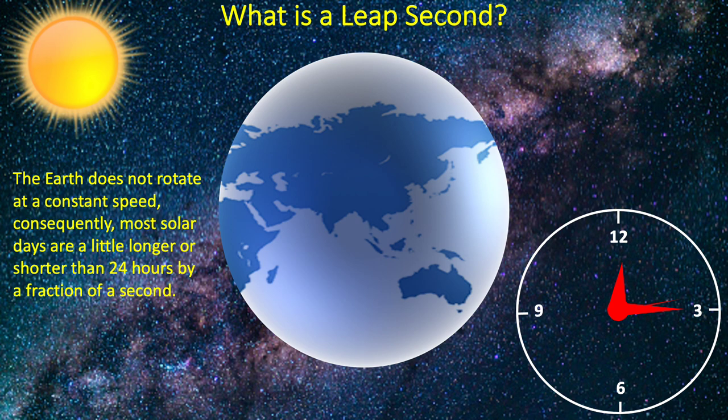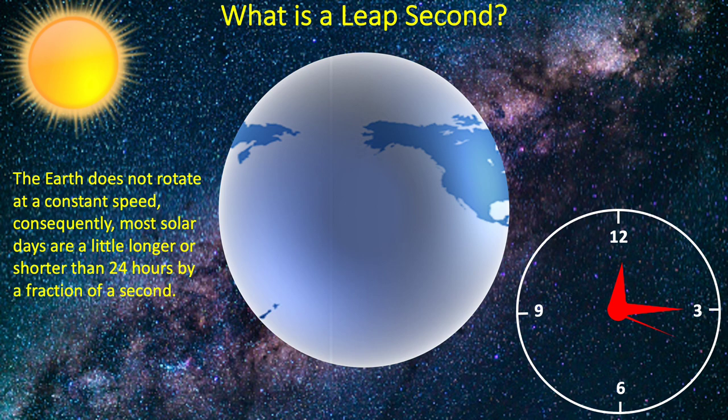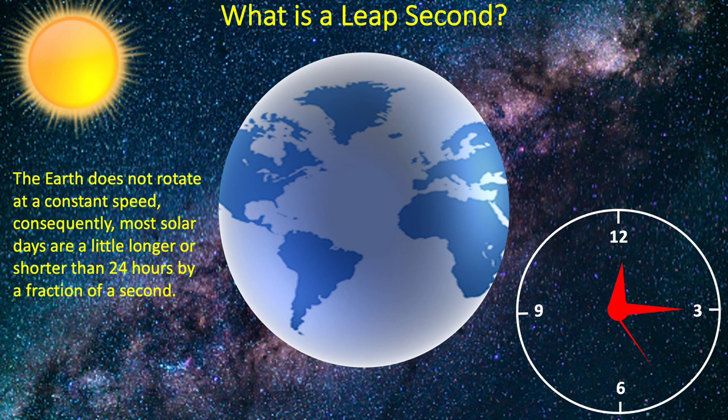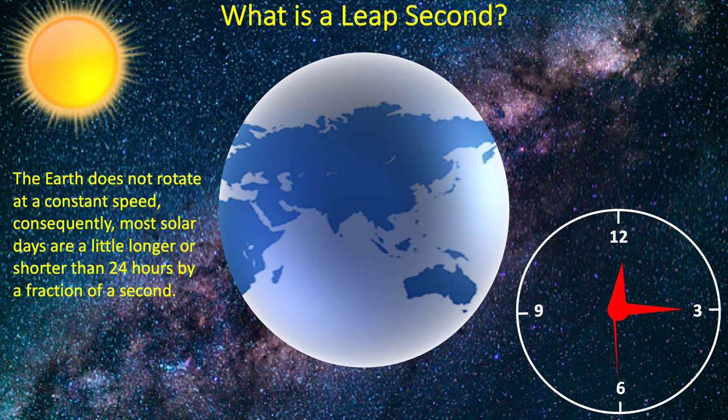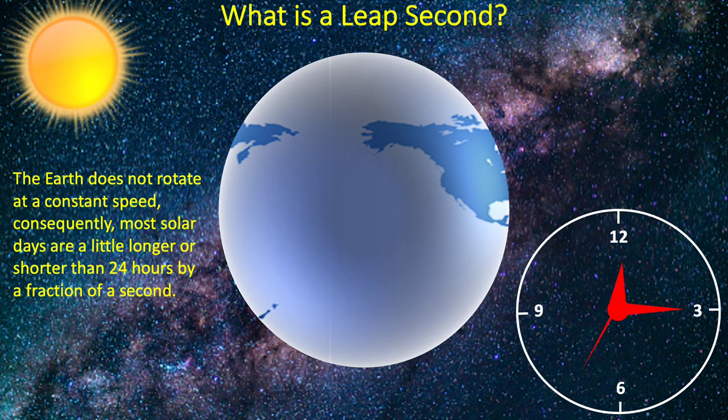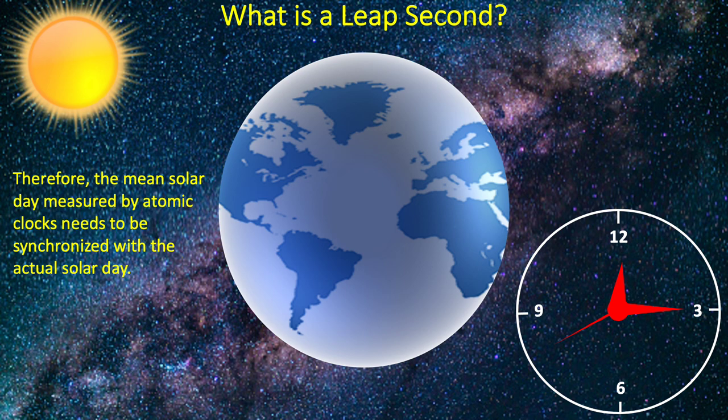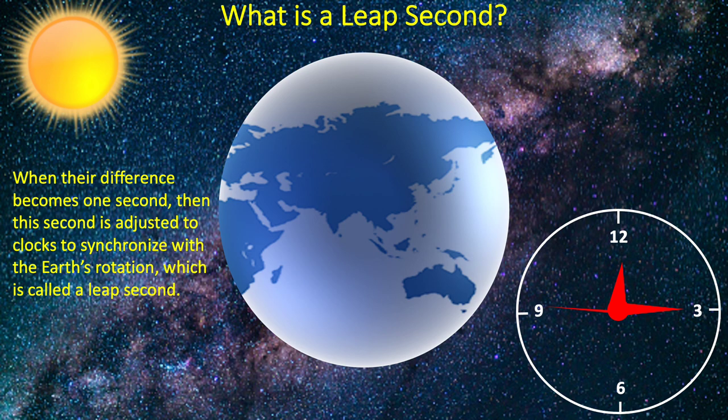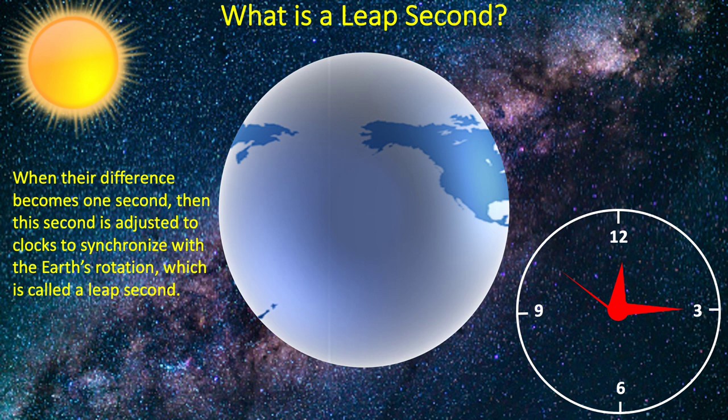The earth's rotation speed actually fluctuates daily due to various factors such as the tidal effects of the moon, earthquakes, and melting ice sheets that can cause a change of a fraction of a second in the amount of time it takes the earth to rotate on its axis. Therefore, the mean solar day measured by atomic clocks needs to be synchronized with the actual solar day. When their difference becomes 1 second, then this second is adjusted to clocks to synchronize with the earth's rotation, which is called a leap second.